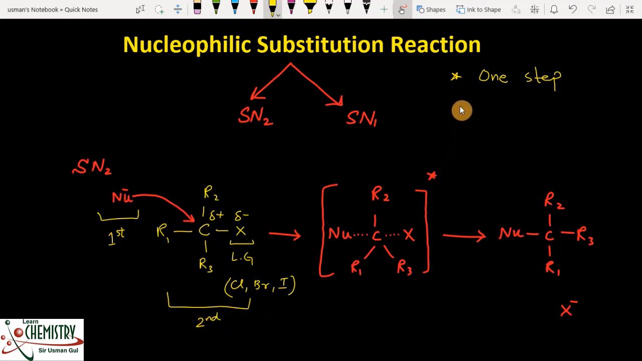When we write the rate equation for this reaction, it depends on the concentration of the nucleophile as well as the concentration of the alkyl halide. So the order of reaction will be 2. That is the reason we call this reaction SN2.